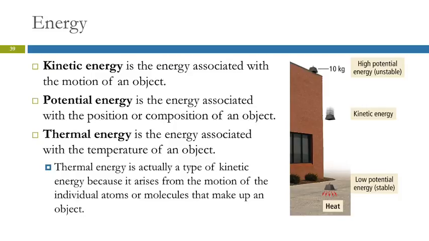There are two broad categories of energy. There's kinetic energy and potential energy. There are many subcategories. We're not going to talk about all of them. Kinetic energy is associated with motion. So kinetic energy is associated with the motion of an object. Potential energy is associated with position or composition.